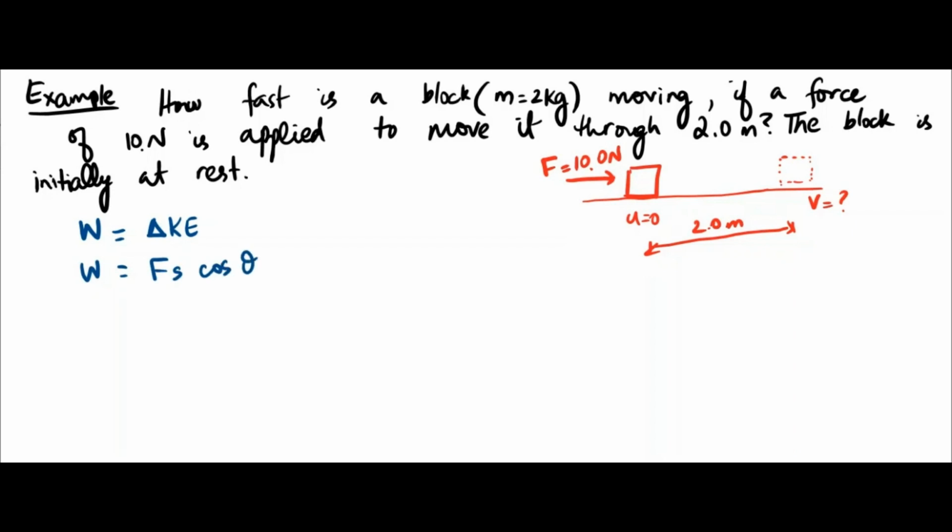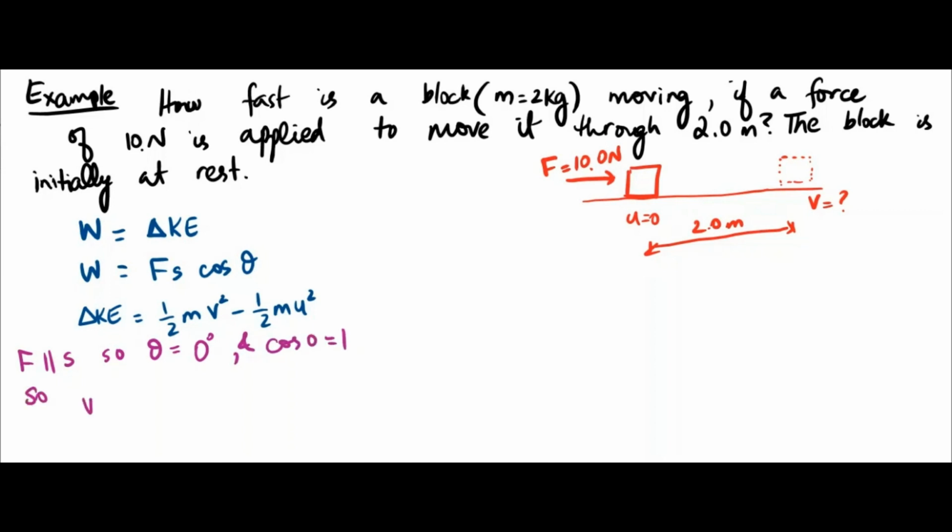Now, work I know can be calculated with force times displacement times the cosine of the angle between the force applied and the displacement, and change in kinetic energy is final kinetic energy minus initial kinetic energy. So let's find out the work first. Looking at the picture, the force is parallel to the displacement, so we can say that the angle between the force and displacement is 0, and the work done is equal to 20 joules.